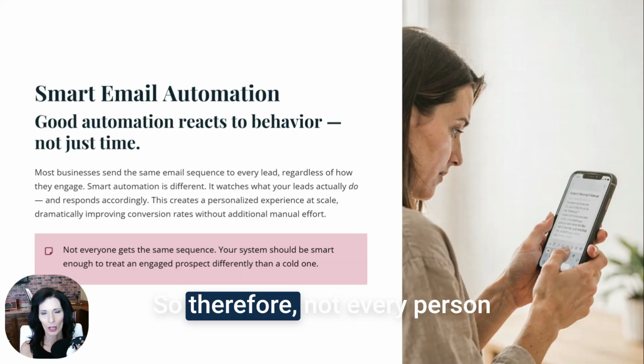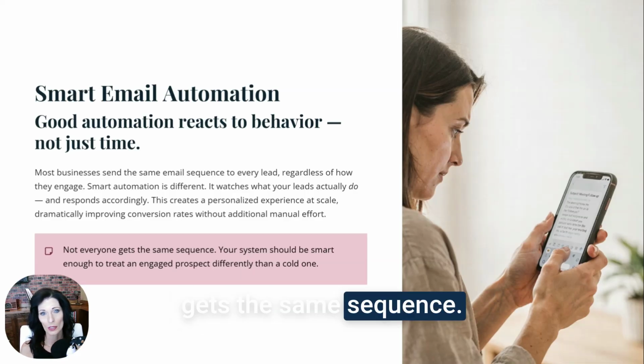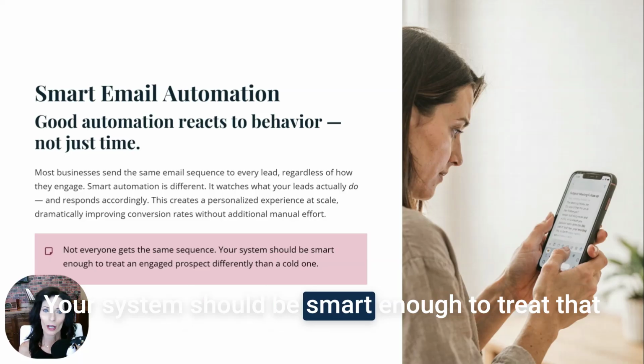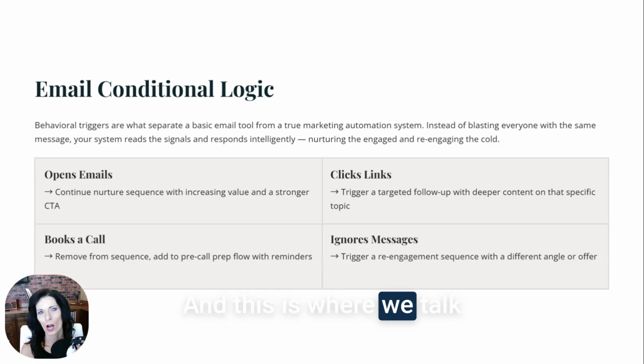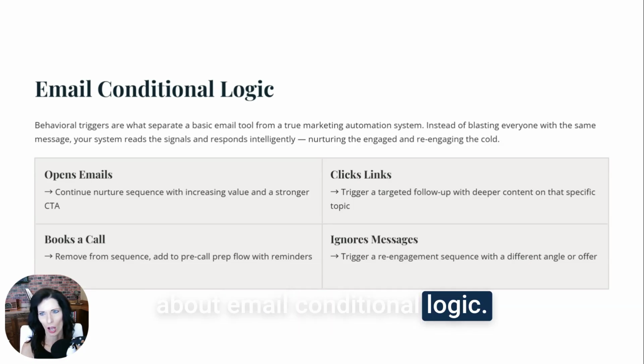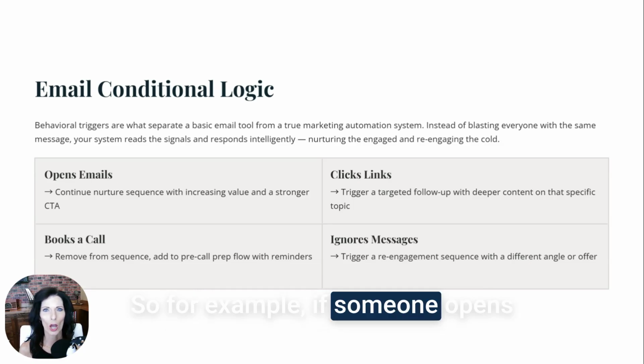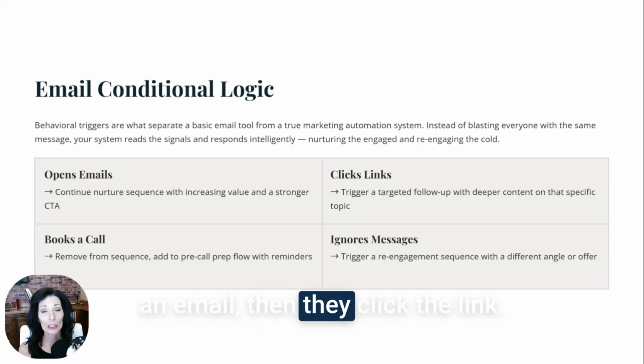So therefore, not every person gets the same sequence. Your system should be smart enough to treat that engaged prospect differently than a cold one. And this is where we talk about email conditional logic. So, for example, if someone opens an email, then they click the link.